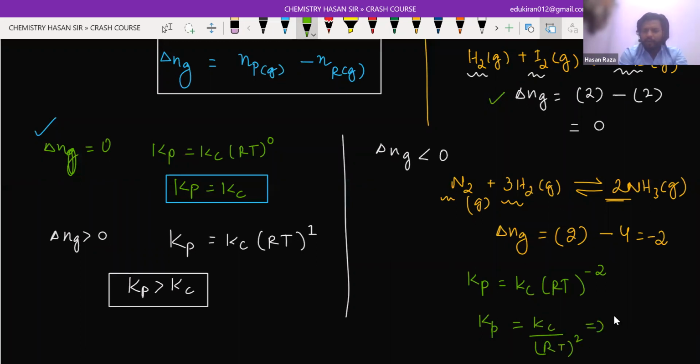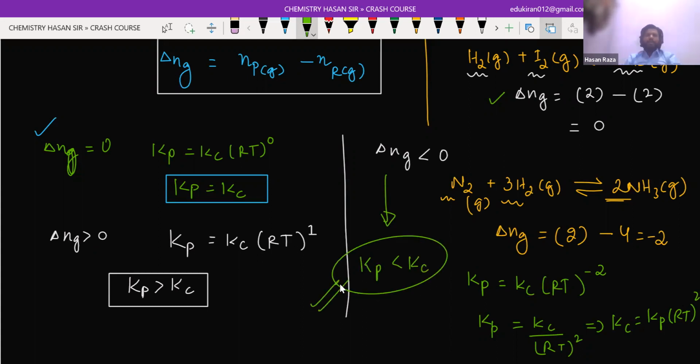And here, if you solve it, KC will be equal to KP into (RT) raised to the power 2. And hence, from here, if delta NG is less than 0, that means KP is lesser than KC, or KC is greater than KP. Is that clear? Yes. Is that clear, everyone?